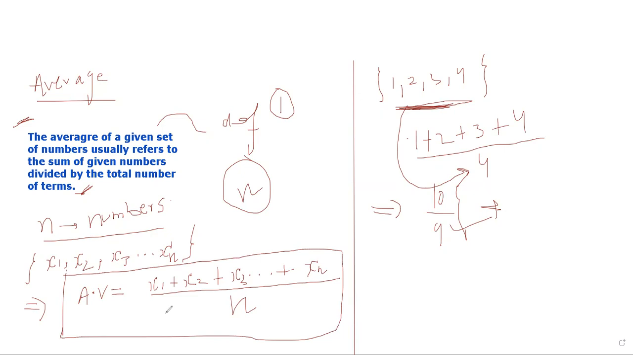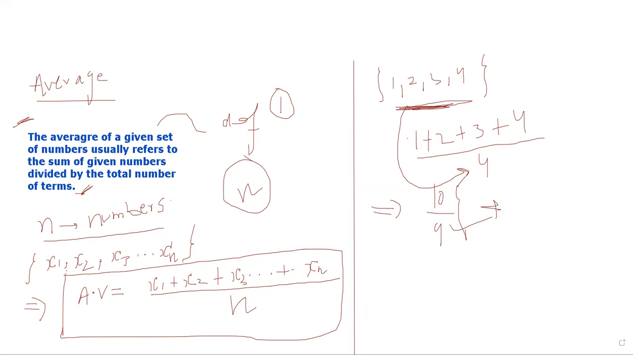That means if you have a set which contains 100 elements, then the formula will be first element plus second element plus third element up to the 100th element, whole divided by the total number of elements or terms, that is n. Is it clear? So this was the formula for how, in general, we can calculate the average for n numbers.